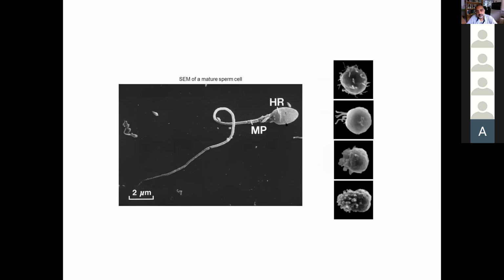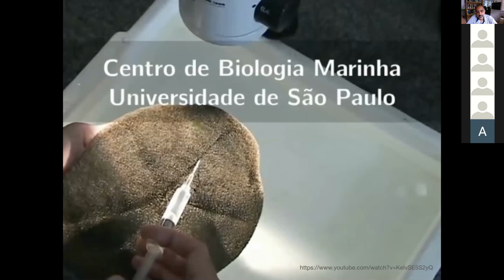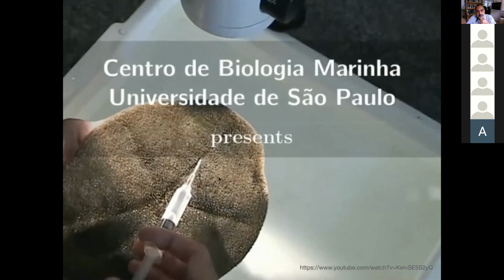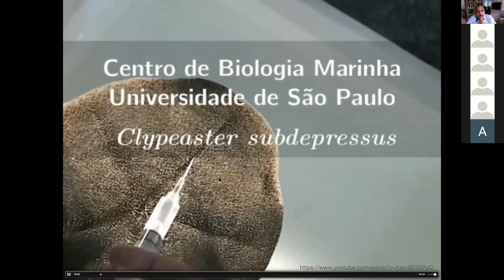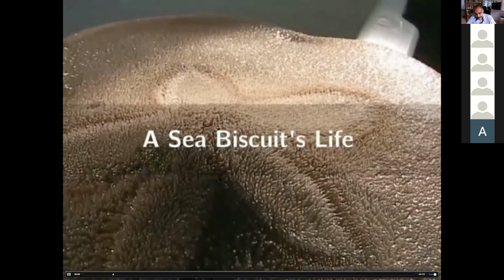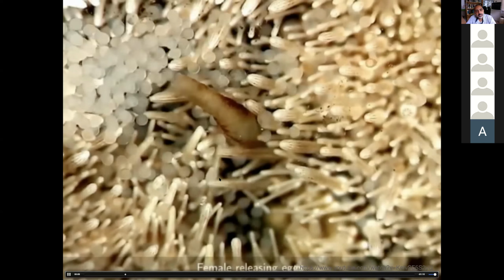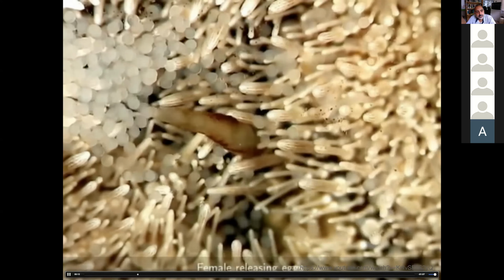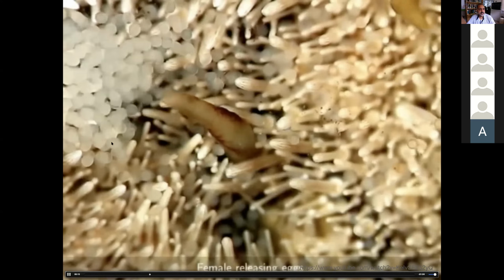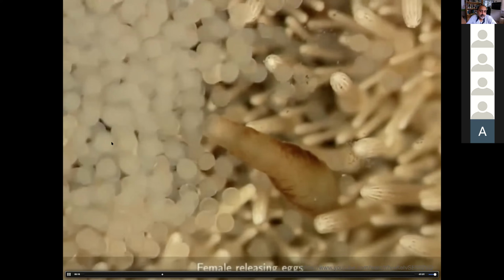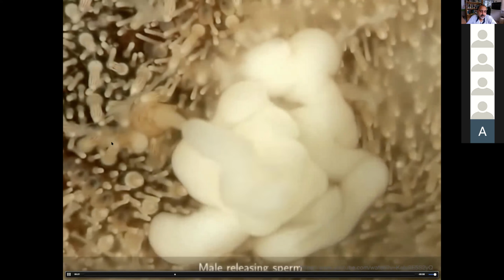So this is a sperm. This is a C. elegans sperm. And so let's just basically think about what the issue is here when we're thinking about fertilization. And then I'll come back to the events that happen during fertilization when we're talking about the oocyte. So this is something I pulled off YouTube. It's an Ascidian embryo, sea biscuit. Here it's laying eggs. You can see this. And here it's releasing sperm.